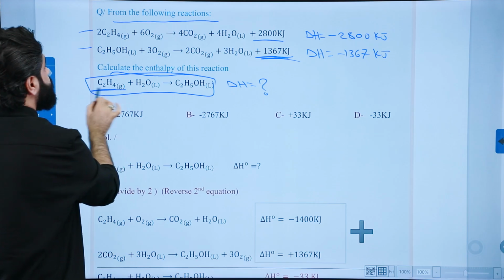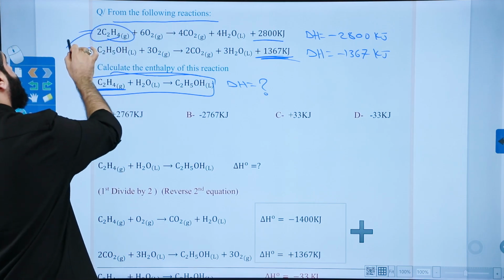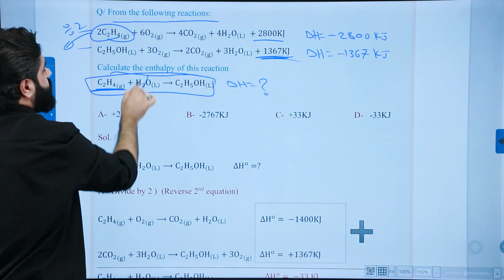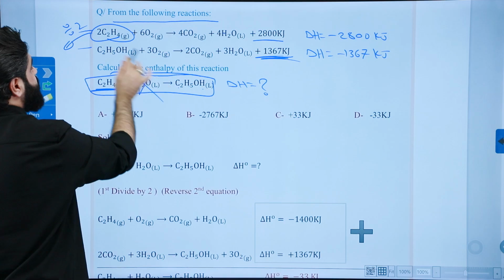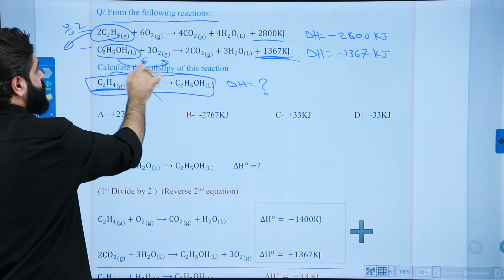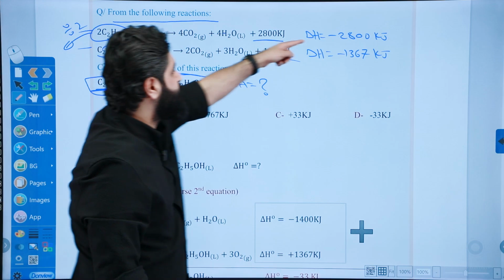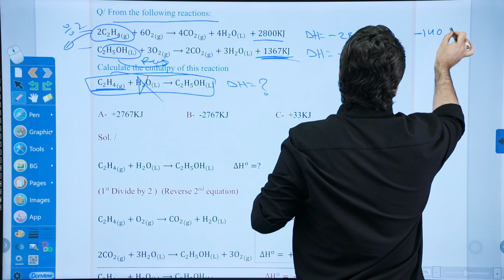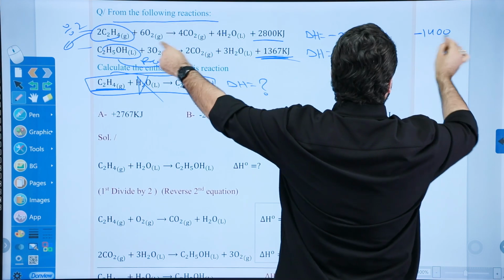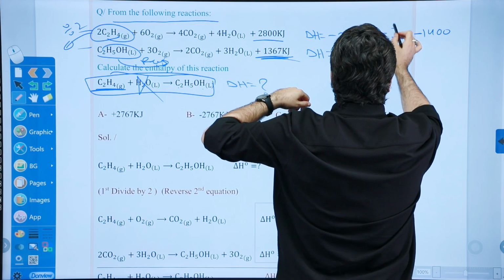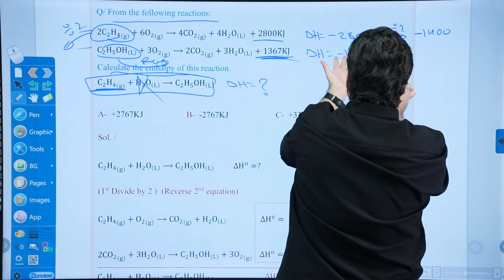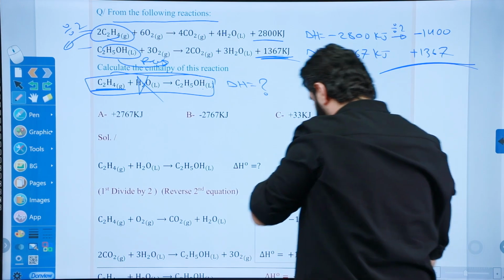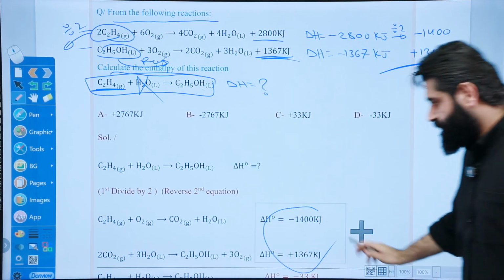Good? Okay. C2H4, it's in the first one. Divide this by 2. Right? H2O, it's in both. We don't need this. C2H5OH, it's in the first one. Just reverse. So divide this number and take the opposite sign, which will become negative 1400. Okay, this is divided by 2. And then the opposite sign of this results in plus 1367. Then use your calculator, you'll get the answer as it's shown here.